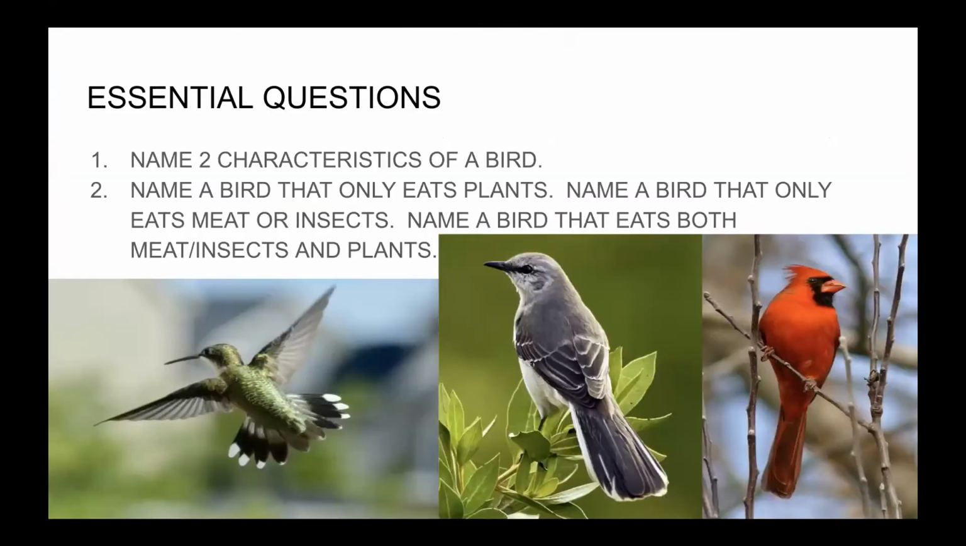Now, here are some questions to think about as we go through. Number 1, name 2 characteristics of a bird. Well, I've already told you 3, so you're well on your way. Number 2, name a bird that only eats plants, name a bird that only eats meat or insects, and name a bird that eats both meat and insects and plants.